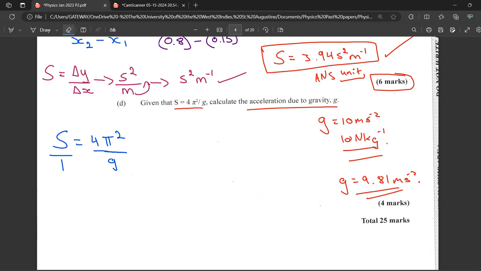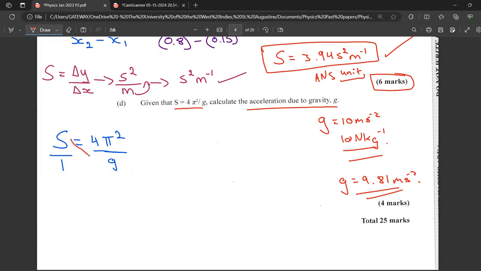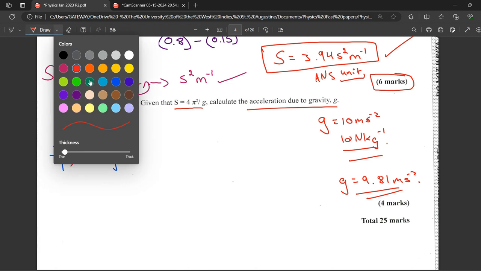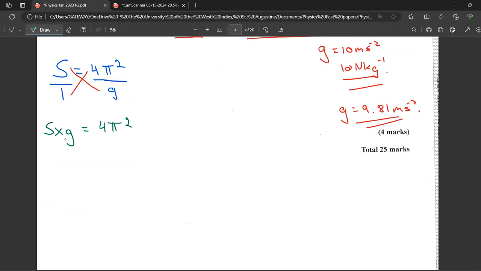So now I can cross multiply. I wanted it in fractional form so I could cross multiply. So I say s by g and then 1 by 4 pi squared. So what I'm going to end up with here now is s multiplied by g is equal to 1 by 4 pi squared, which will just be 4 pi squared because they're just multiplying it by 1, right? And you're solving for g. g can be equal to 4 pi squared all over s, which is your gradient.